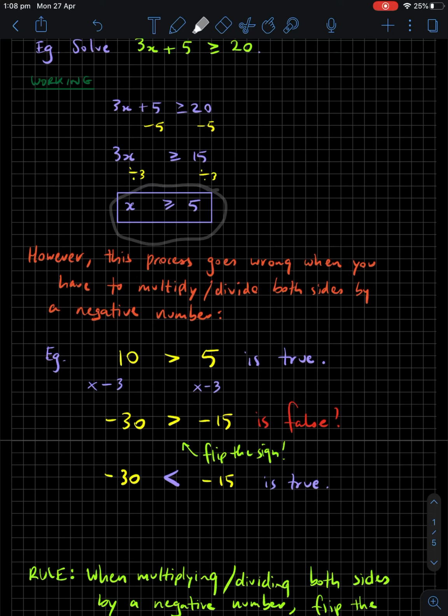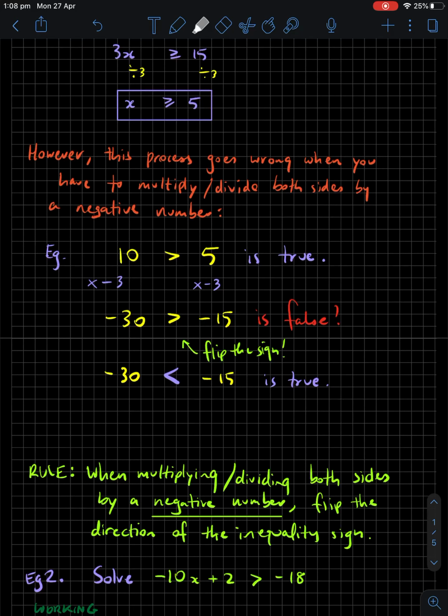Notice that we're no longer using an equal sign. We're using this greater than or equal, and that just stays the same each time. So treat that like an equal sign, but obviously it's not in this case. It means x is greater than or equal to 5.